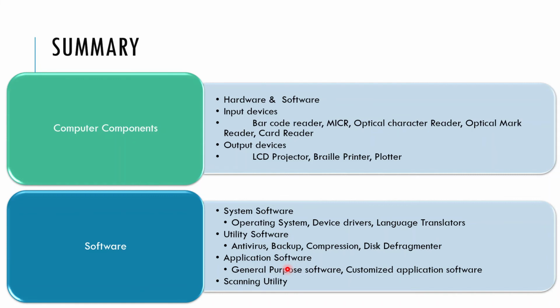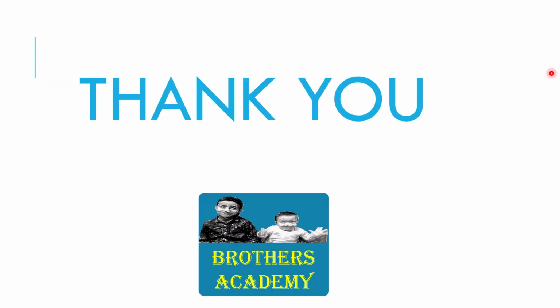Application software are the software which are designed to help the user to do specific work on the computer. And in this we saw general purpose software and the customized application software. And in today's video, we looked at scanning, which is a type of utility software. So with this, we come to the end of chapter 2.